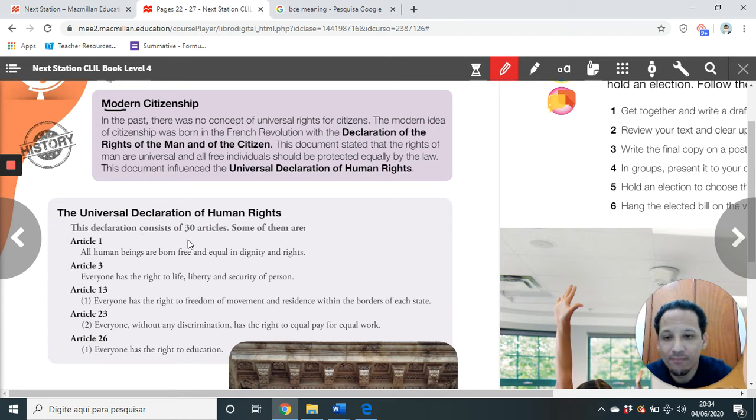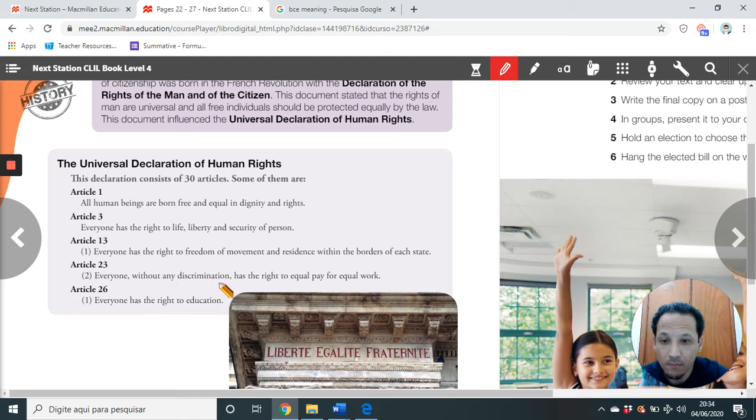This declaration consists of 30 articles. Some of them are Article 1. All human beings are born free and equal in dignity and rights. Article 3. Everyone has the right to life, liberty, and security of person. Article 13. 1. Everyone has the right to freedom of movement and residence within the borders of each state. Article 23. 2. Everyone, without any discrimination, has the right to equal pay for equal work. Article 26. 1. Everyone has the right to education.